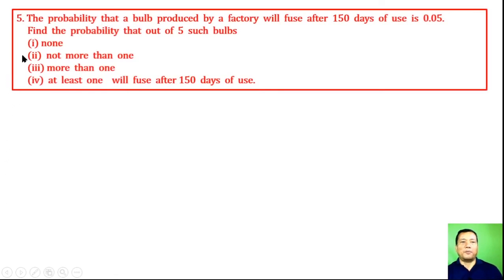Question number 5. The probability that a bulb produced by a factory will fuse after 150 days of use is 0.05. Find the probability that out of 5 such bulbs, none will fuse, not more than 1 will fuse, and at least 1 will fuse after 150 days of use.